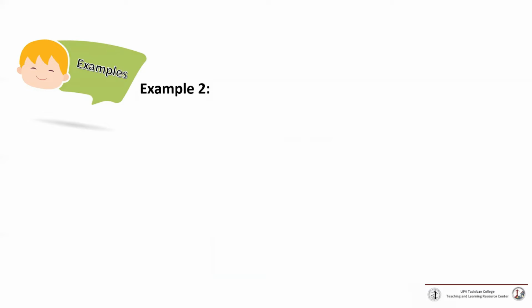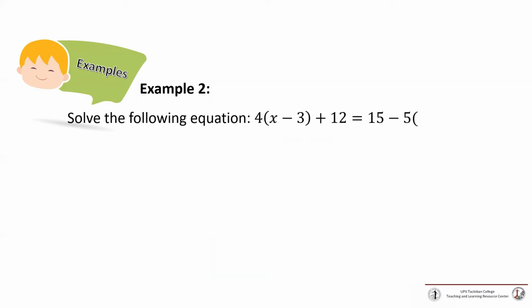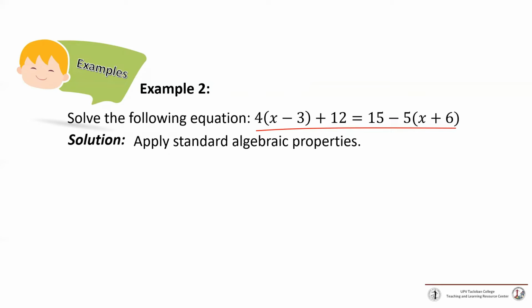Let's have example 2. Solve the following equation. 4 times the quantity of x minus 3 plus 12 is equal to 15 minus 5 times the quantity of x plus 6. Again, the equation that we have is 4 times the quantity of x minus 3 plus 12 is equal to 15 minus 5 times the quantity of x plus 6. So here is our solution.